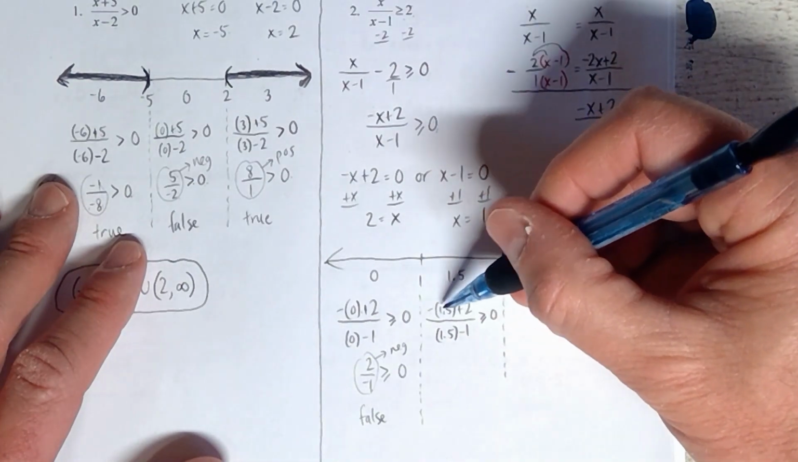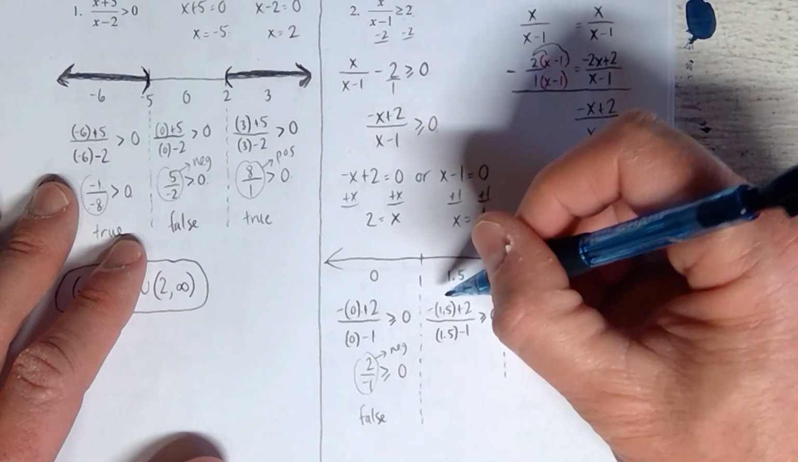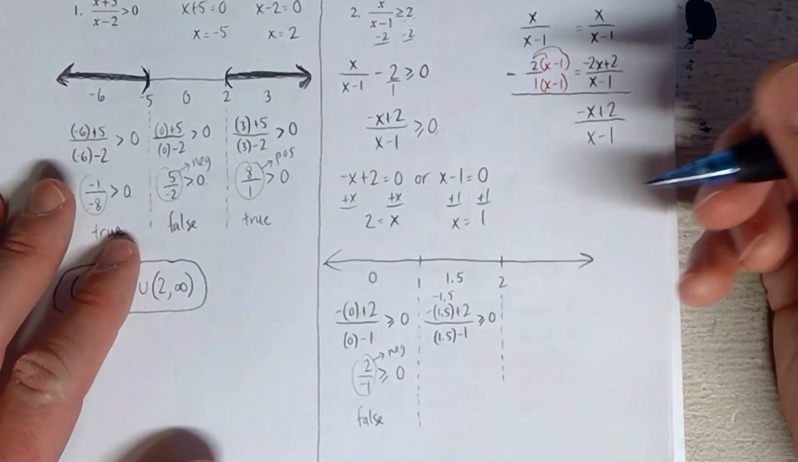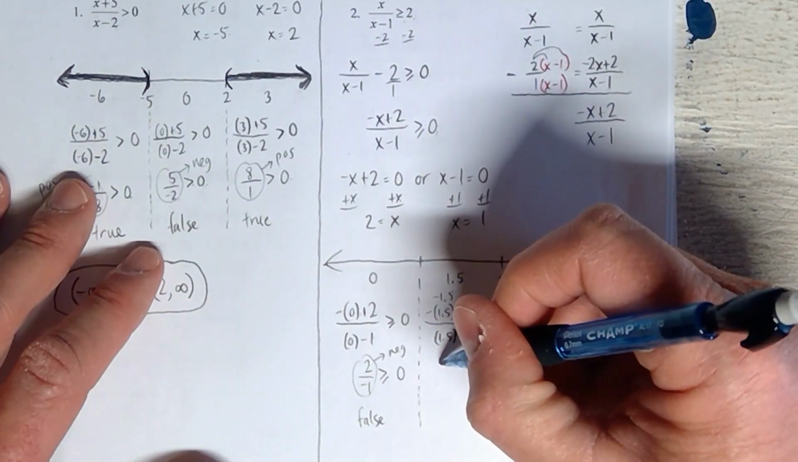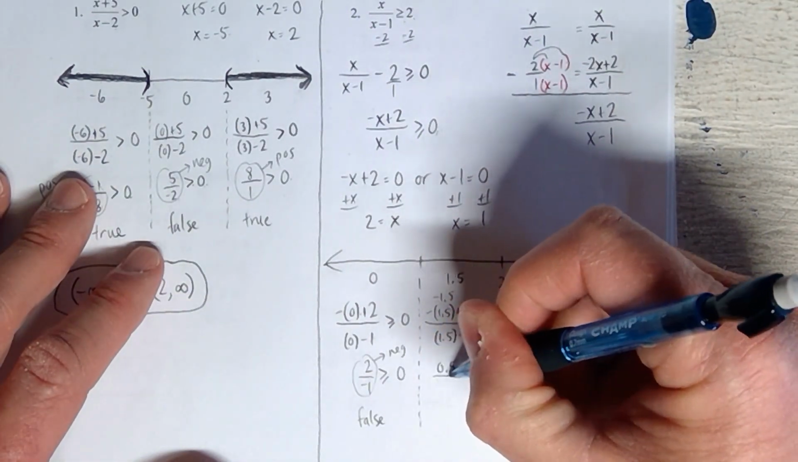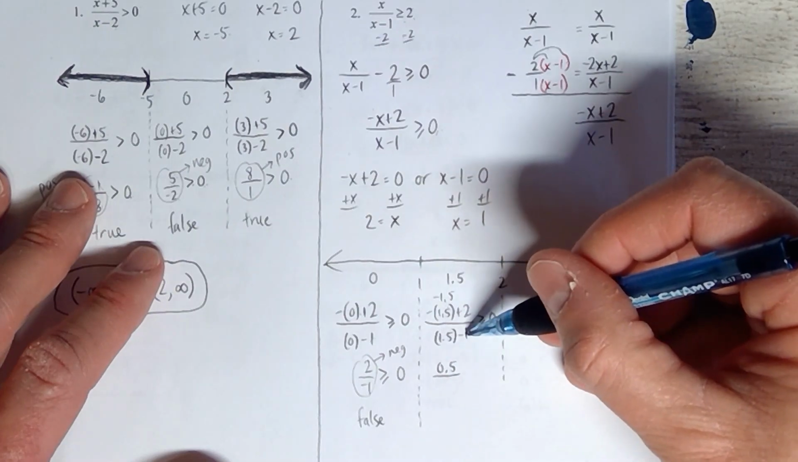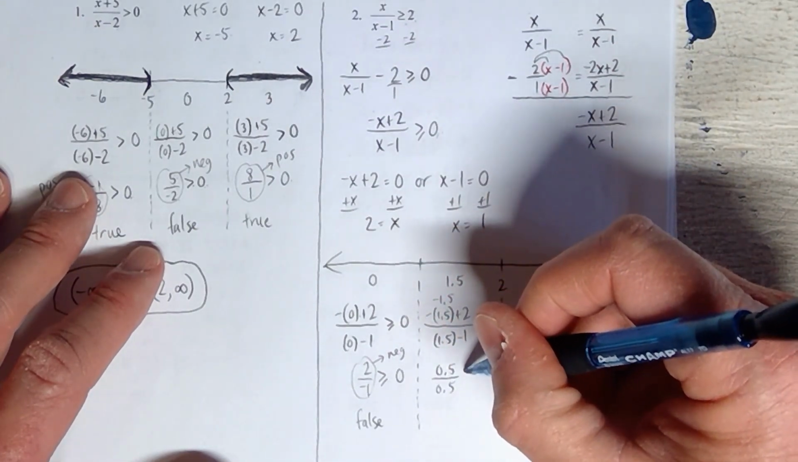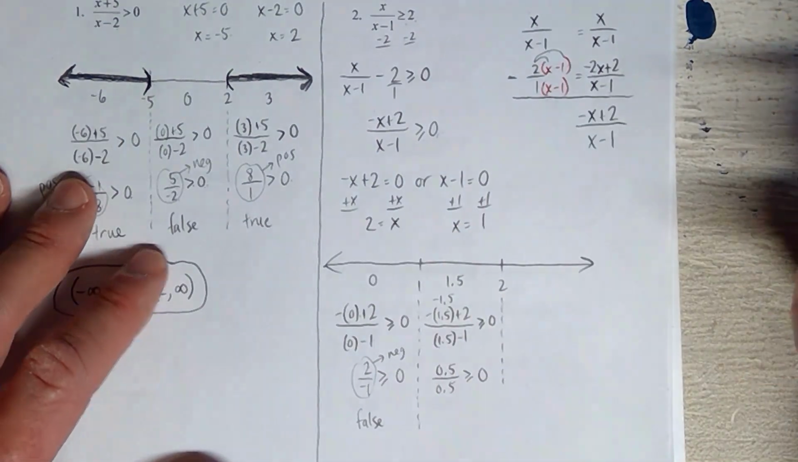So negative 1 times 1.5 is negative 1.5, right? What's negative 1.5 plus 2? Again, you can use your calculator there. That would be 0.5 positive. Underneath that, we have 1.5 minus 1. Again, you can use your calculator there if you need help on that. And that would be 0.5 as well.